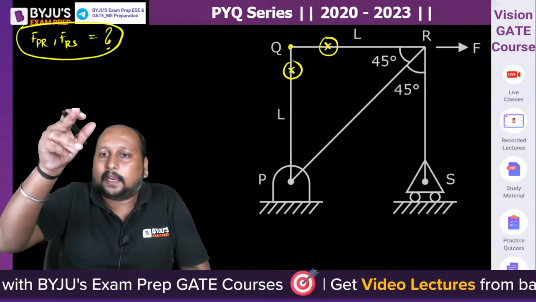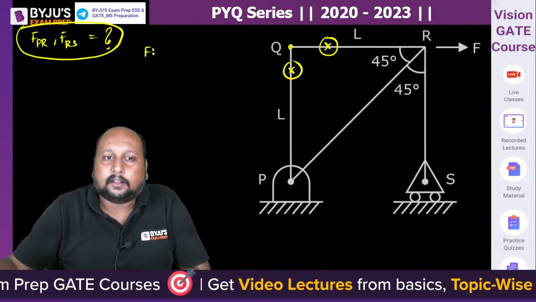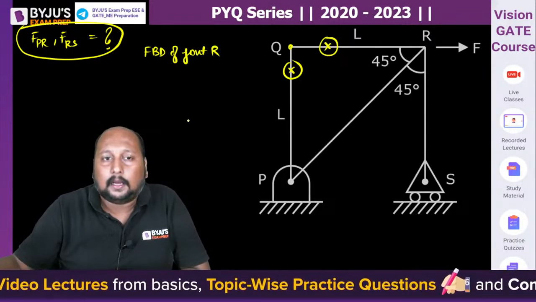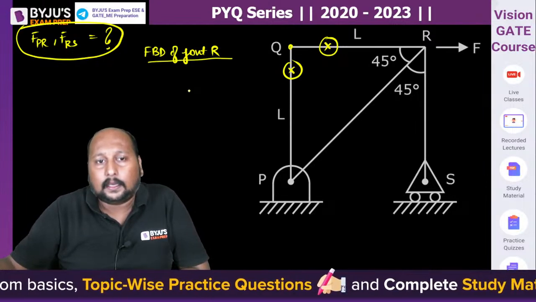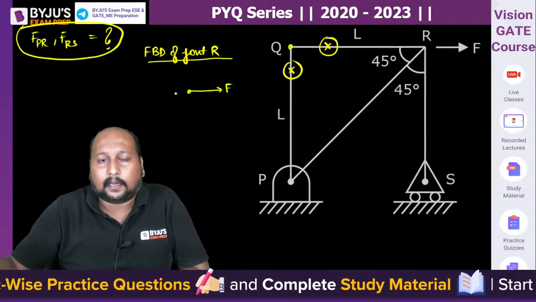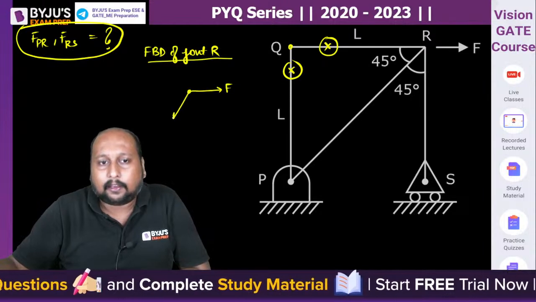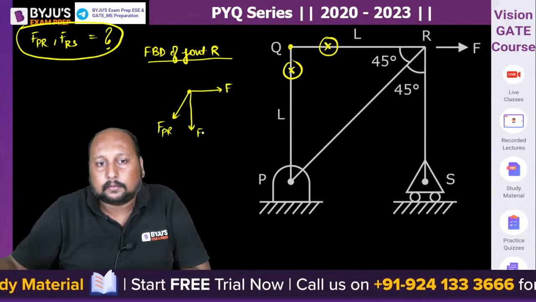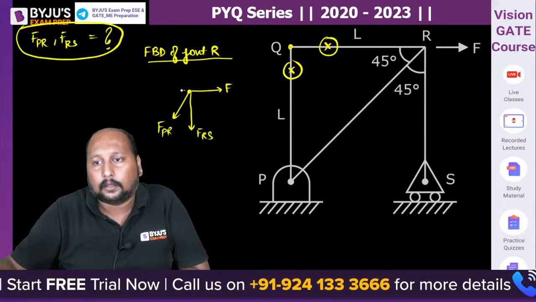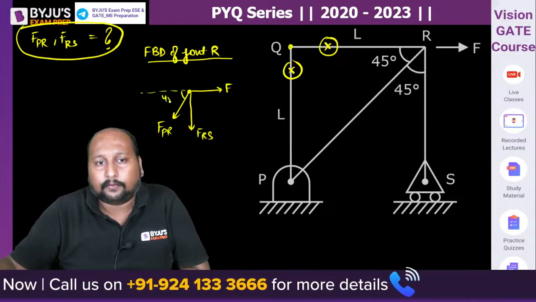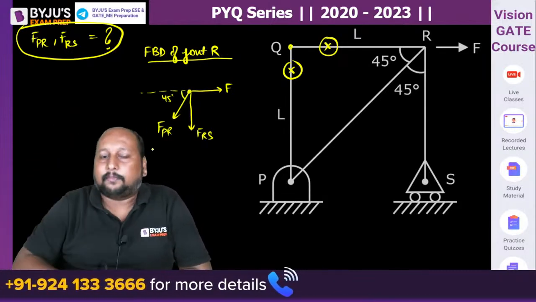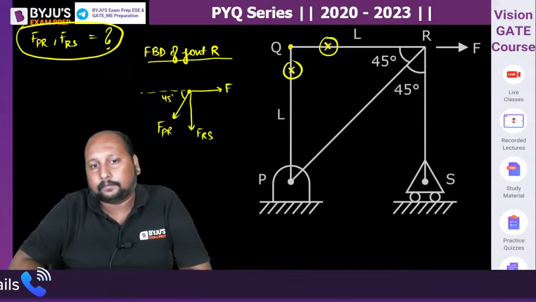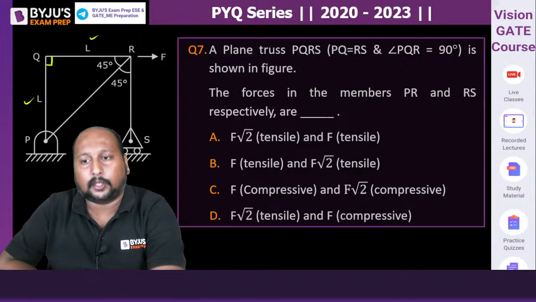Can we directly say PQ and QR are the zero force members? Yes. Now I can take joint R. If I take the free body diagram of joint R, we have a force F acting to the right-hand side, we have FPR and we have FRS. This angle is 45. We can get the value of FPR and FRS. Simple, calculate and tell me the correct answer. Options are on the screen.